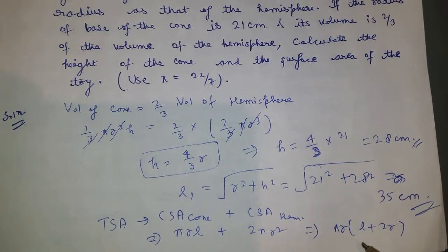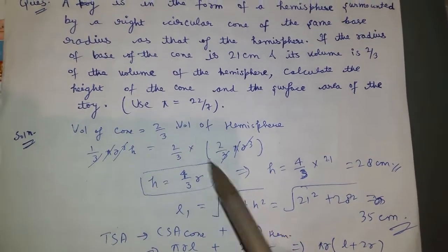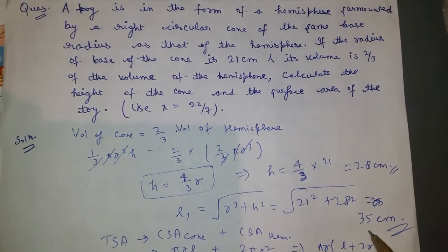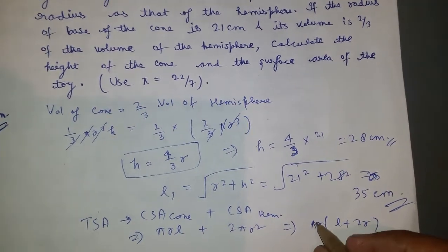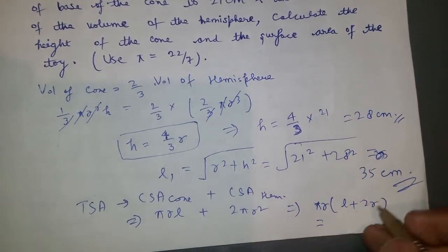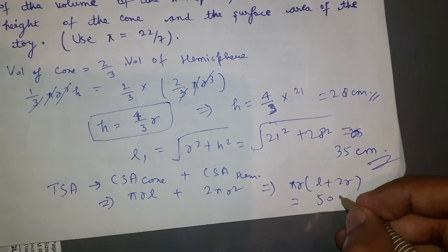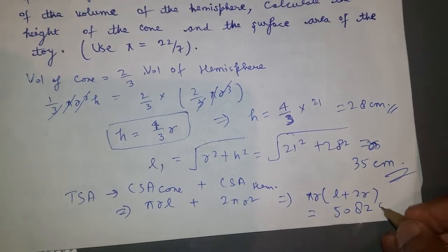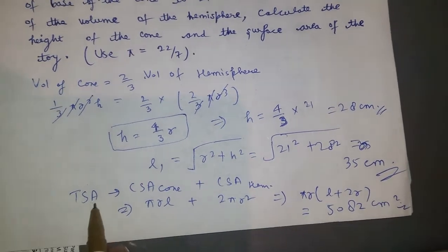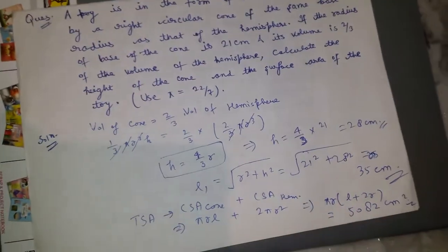Now we have to put all the values, like pi is 22 by 7, r we already know, L we already calculated 35. When we are putting all the values and solving, we are going to get the 5082 is the correct answer. And its unit will be centimeter square because it is an area. Okay, so thank you.